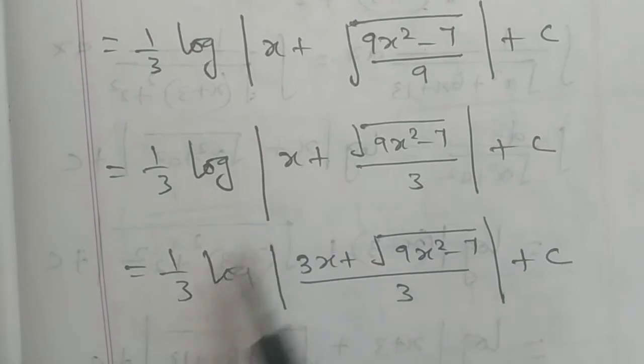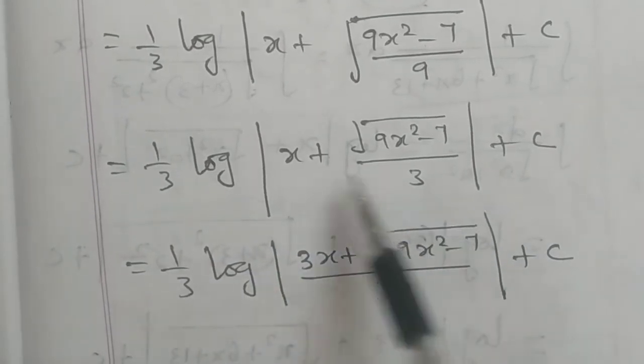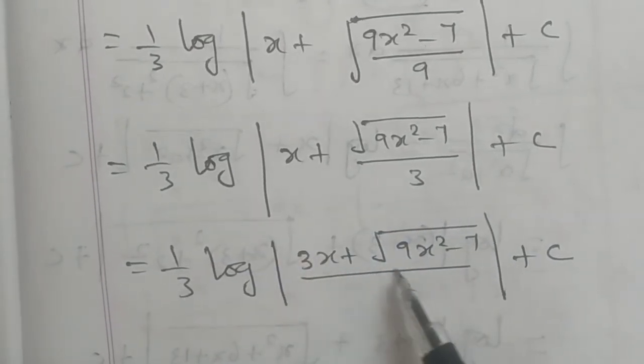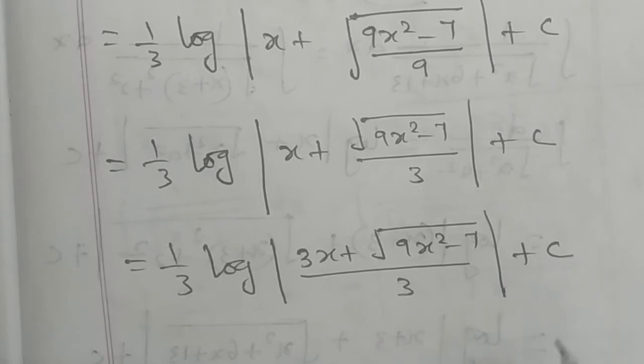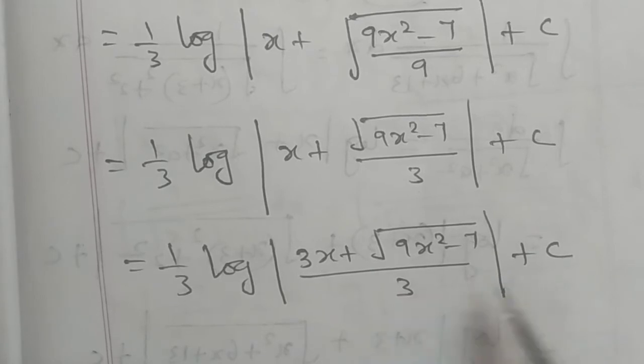So find the LCM here. 1 by 3 log of 3 into x, that is 3x plus square root of 9x square minus 7, divided by 3, plus c.